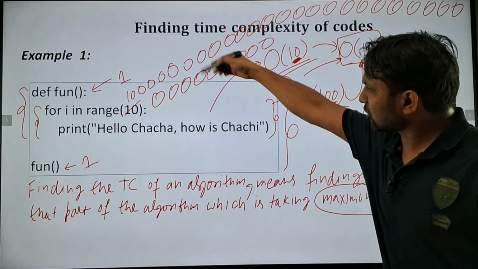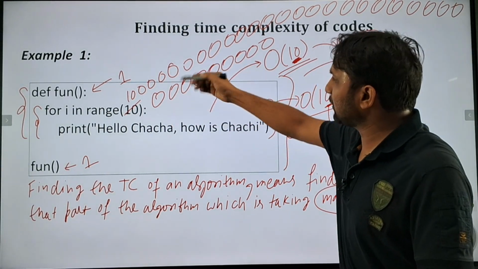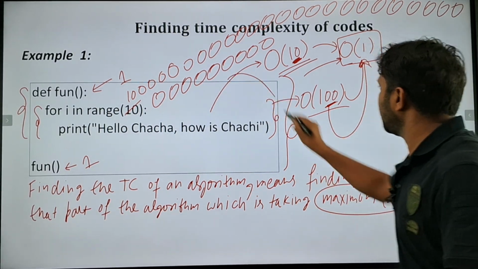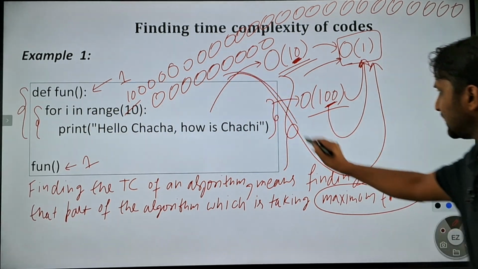Fine. Still, this is a constant number. This is a constant number. This loop is executing how much time? Constant. Some constant number of time. Fixed number of time. Put it into this category. Order of 1. Put it into this category.